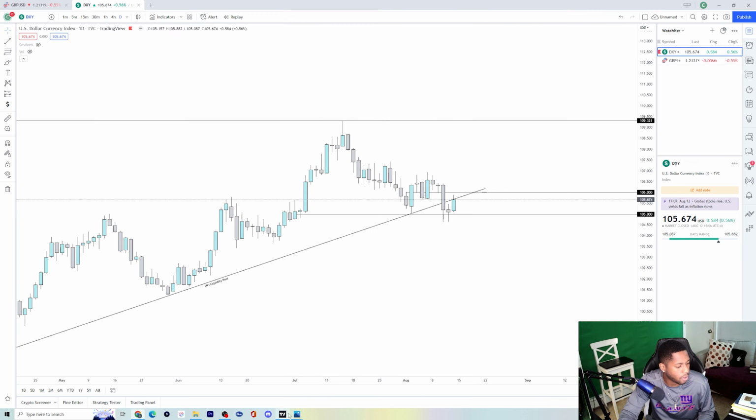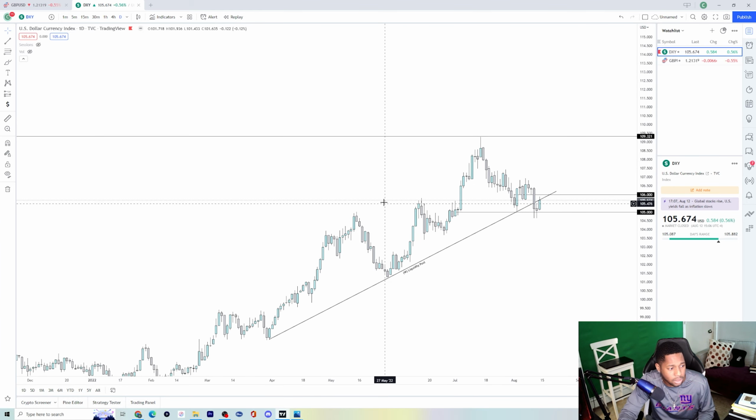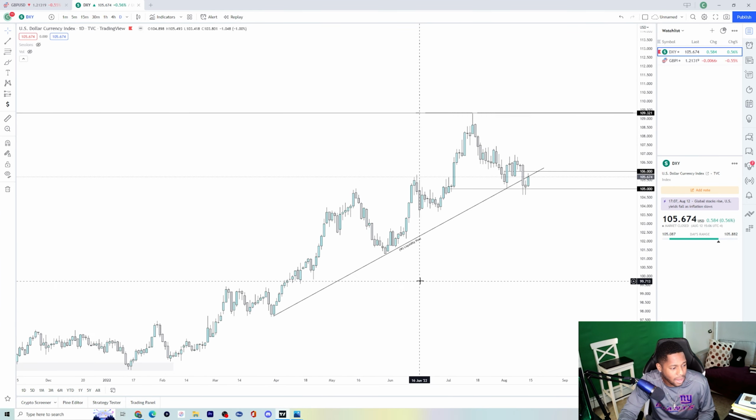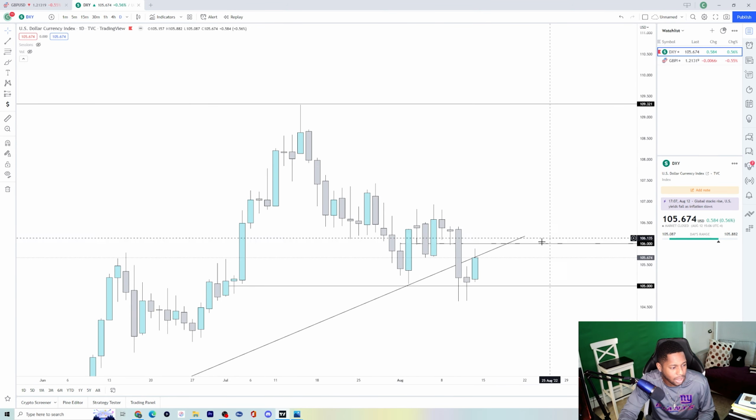If you look at it from the technical analysis perspective, the DXY has been going down since the middle of July. I don't know if this could be a pullback, but the fact that this weekly trend line was just broken gives me a little bit of an indication that we actually might be trending down.